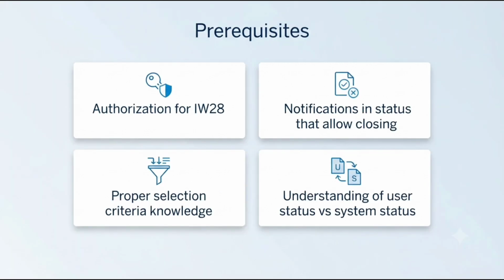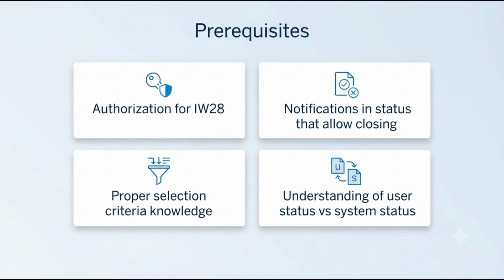Before using transaction IW28 for mass closing, a few prerequisites must be in place. First, you need the appropriate authorization to execute IW28 and to complete notifications. Second, the notifications you want to close must be in a system status that allows completion, typically NOPR or a similar status. Third, you should have a clear understanding of the selection criteria so that you do not accidentally close the wrong notifications.